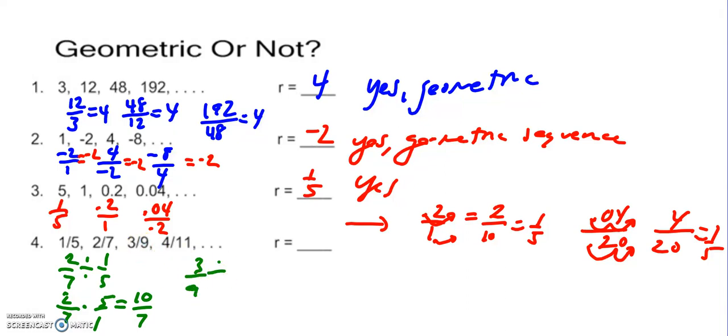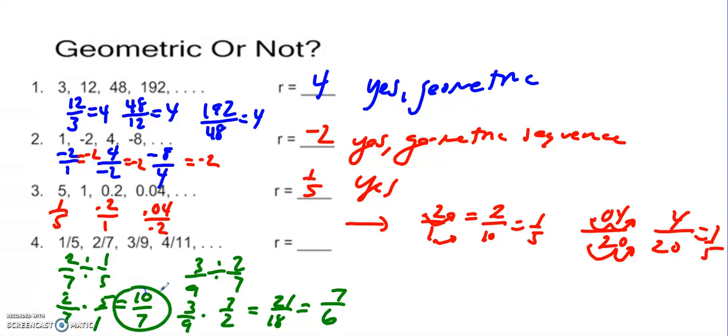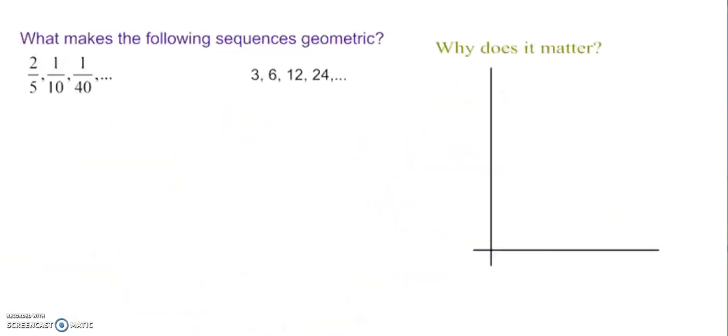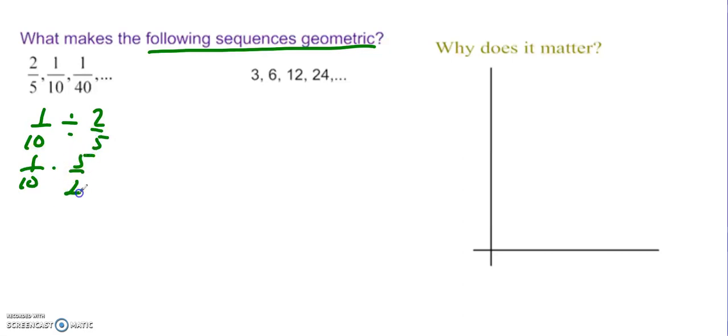Now if I take 3/9 and divide that by 2/7, and change that to multiplying by the reciprocal, that would get me 21 over 18, and those are both divisible by 3, so that would be 7/6. Because 10/7 does not equal 7/6, there is no common ratio, and this one is not geometric. I think this idea of the reciprocal will really help you, not only on this example, but also the next one. I ask with these two what makes them geometric, so we're probably looking for a common ratio. If we take the second term and divide it by the first term, that's really 1/10 times 5/2, which is really 5/20 or 1/4.